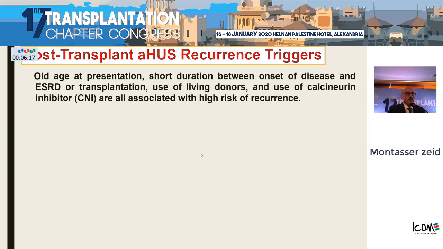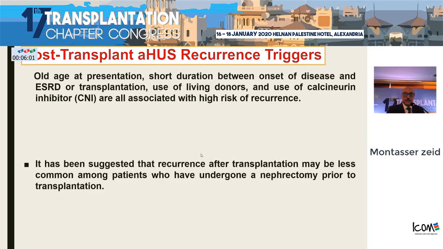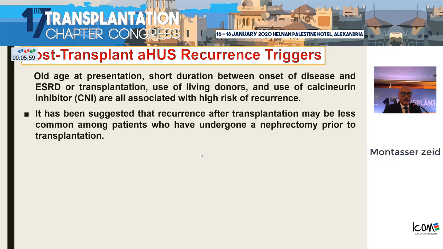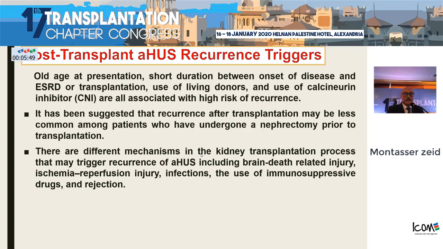Post-transplant atypical hemolytic uremic syndrome recurrence triggers: old age at presentation, short duration between onset of disease and end-stage renal disease or transplantation, use of living donors, and use of calcineurin inhibitors are all associated with high risk of recurrence. It has been suggested that recurrence after transplantation may be less common among patients who have undergone a nephrectomy prior to transplantation.